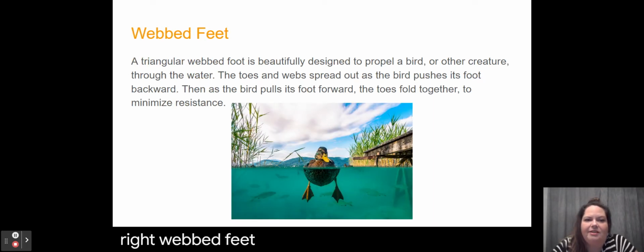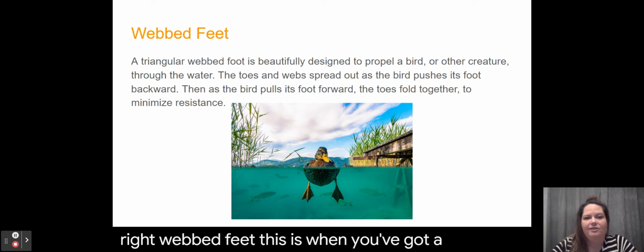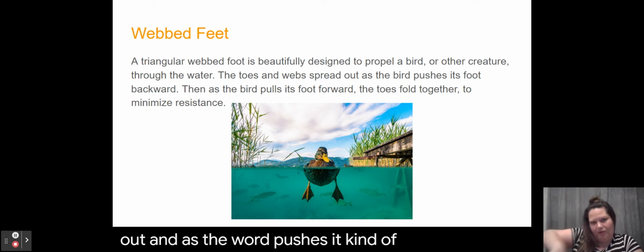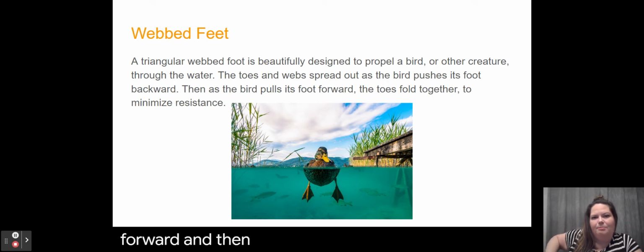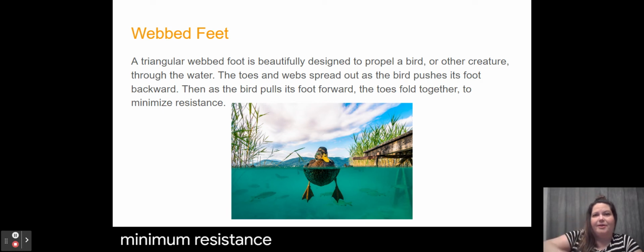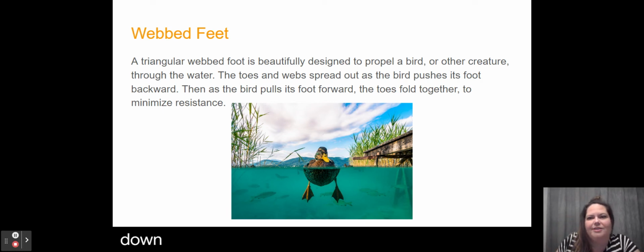All right, webbed feet. This is when you've got a triangular webbed foot that is perfect for propelling a bird or other creature through the water. The toes and webs spread out, and as the bird pushes, it propels them forward. And then when the bird pulls the foot forward, the toes actually fold back together, allowing for minimal resistance. That way, it is not slowing them down. So that's really cool.